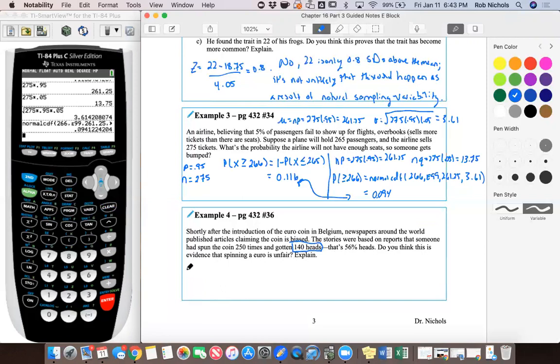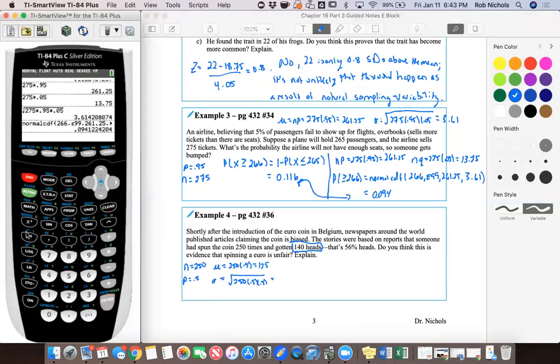If everything was fair, let's see what we would expect to get. So n is 250. If this was a fair coin, it would be 50%. So my expectation is my mean, n times p, and that is where I get 125. My standard deviation is going to be the square root of 250 times 0.5 times 0.5, and that is where I get 7.9. Let me do that one.